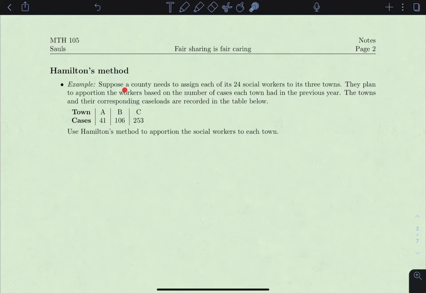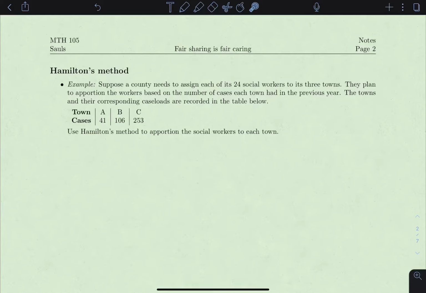So we have some county, and there's 3 towns. They have 24 social workers. They need to divide up those social workers amongst the 3 towns. You're thinking, okay, well, why don't they just give 8 to each town? Because 24 divided by 3 is 8. That'll be perfectly even. But the towns are not all the same. They have different caseloads. They almost certainly have different populations as well.